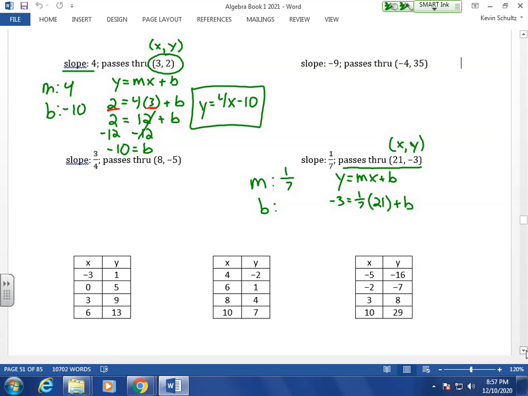Ordered pairs are written in XY form. So that negative 3 gets plugged in for y. That 21 gets plugged in for x. Now we can go to solve this. Negative 3 equals 1/7 times 21.